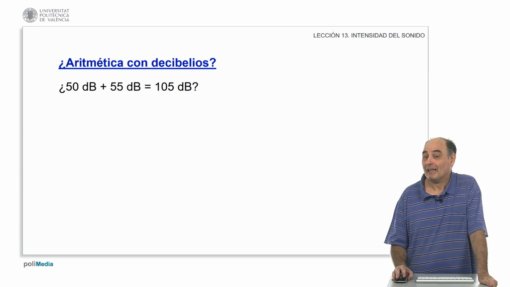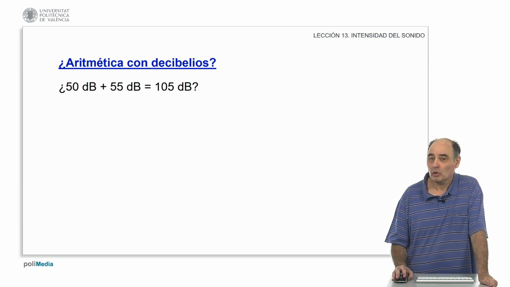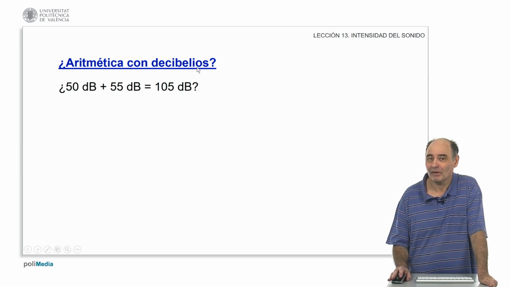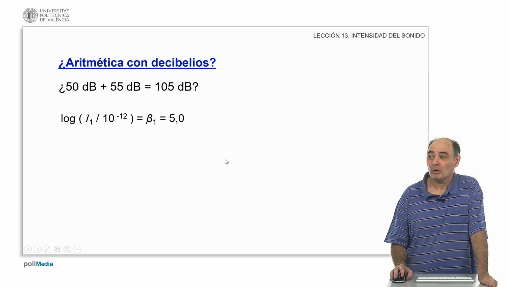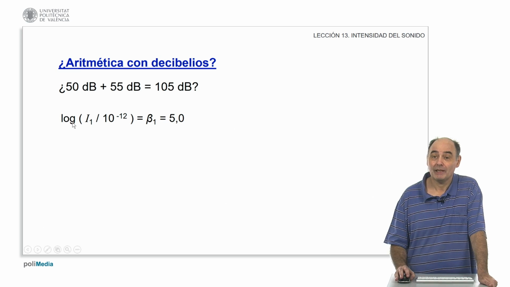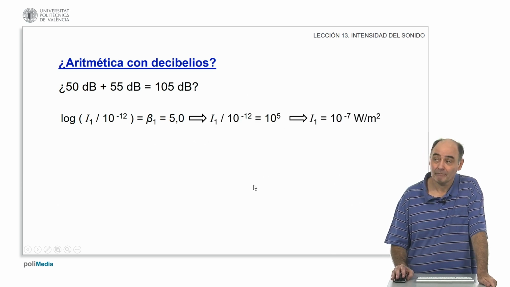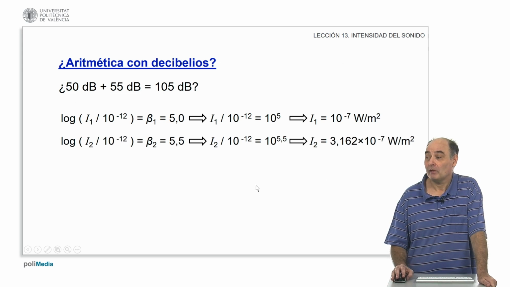And let's finish by talking about decibel arithmetic with a series of precautions. If I have two sounds, one of 50 and the other of 55, is the result 105? Notice that I have even put the title in question marks. What are 50 decibels? They are 5 Bels. I apply this formula and clear I sub 1. How do you undo a decimal logarithm? By raising 10 to it, so this number is 10 to the 5, which, clearing, gives me that intensity. What is 55 decibels? With the same process I get this intensity.